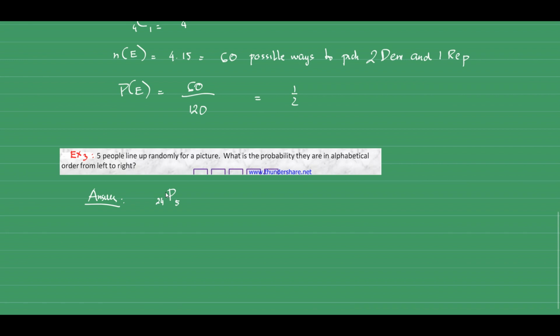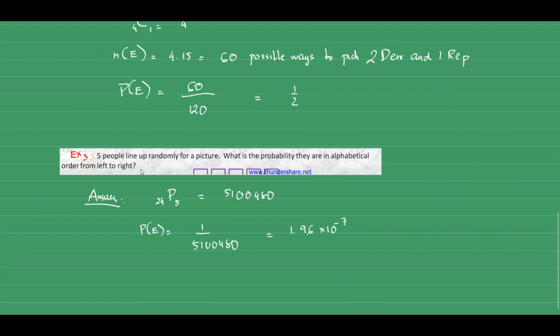So we have 5 factorial, which gives you 120. Right now we can find the probability, because there's only one option, one group of 5 people in alphabetical order. So the probability is 1 over 120. Hmm, the answer is super small, guys.